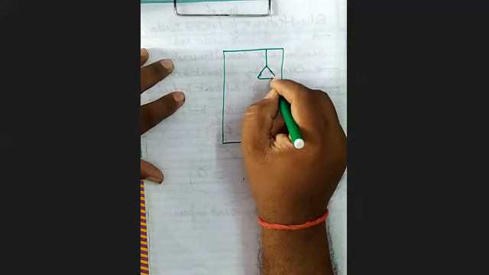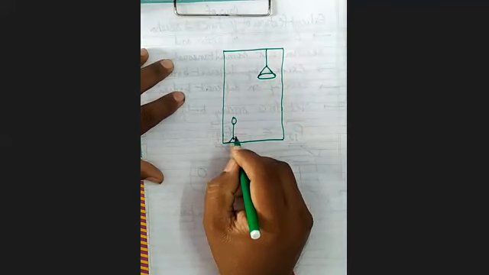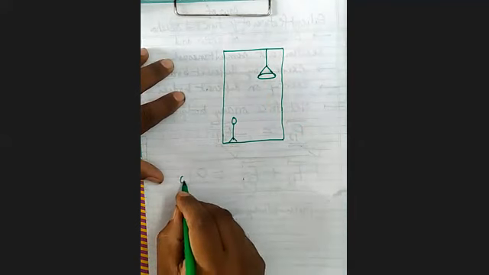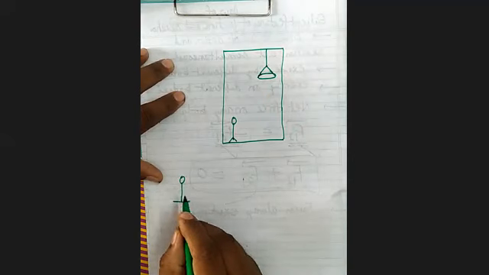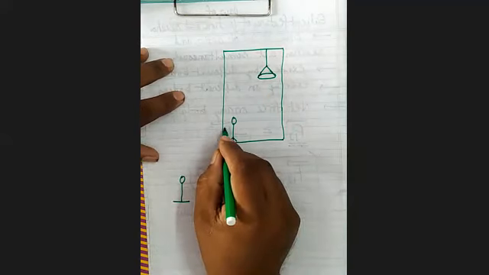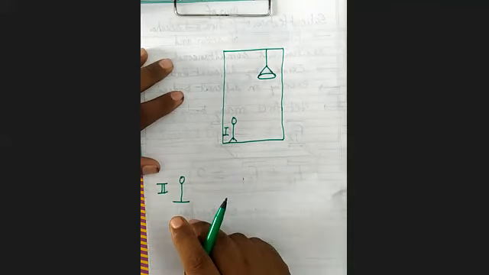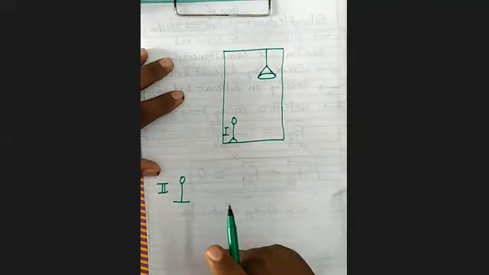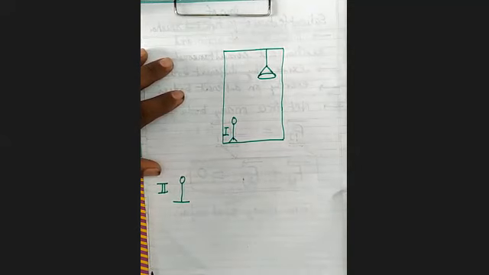Here the lamp is hanging and there are two observers. This is observer 1 and this is observer 2. It's clear? These are the two observers, observer first, observer second. One is inside the elevator and the other is outside the elevator. Both the observers are good in physics.